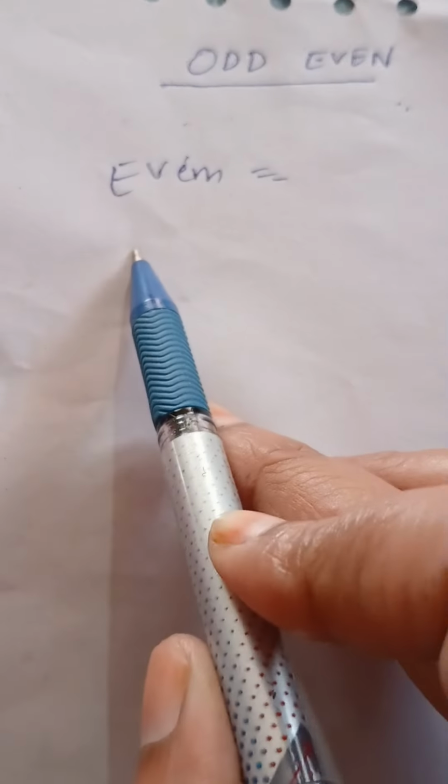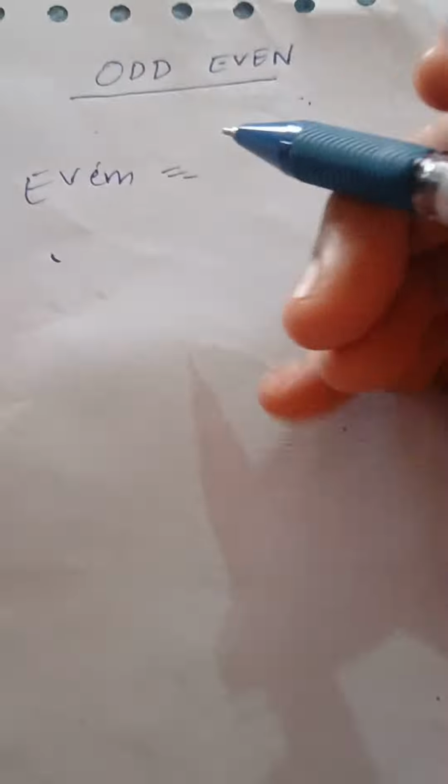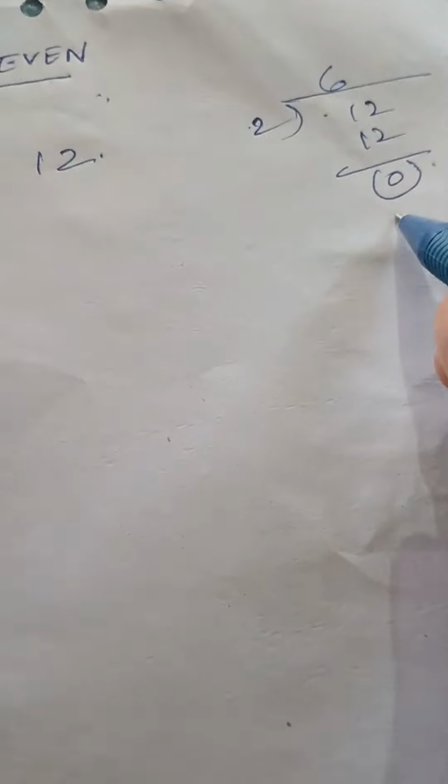Today we will discuss odd and even. So what is odd, what is even? Even numbers are divisible by 2 and the remainder is equal to 0. For example, 12. 12 is divided by 2. 2 sixes are 12 and the remainder is 0. So this is an even number.